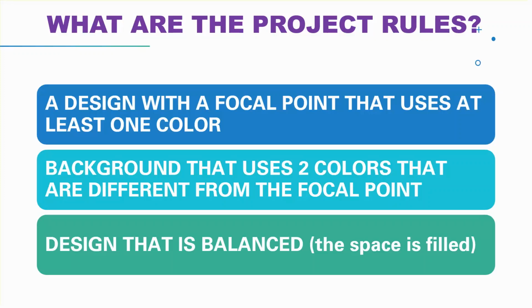Third, the design should be balanced. So you need a design that is balanced, meaning the space is filled. So just like your previous design, we want to make sure this looks finished, and we do that by using the space. And just a heads up, you can't use black this time around because black is technically not a color, it's a value. So we want to think about the color wheel, so just that range of colors.